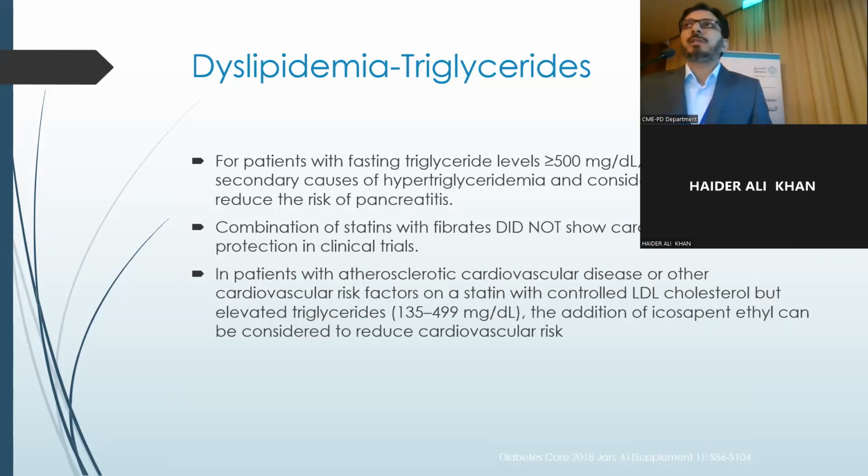How to approach triglycerides in diabetic patients? So triglycerides are basically a secondary target when treating dyslipidemia in diabetic patients. For patients who have fasting triglycerides of more than 500 milligrams, they should be evaluated for secondary causes of hypertriglyceridemia. And the medical therapy in this case is aiming to reduce the risk of pancreatitis.